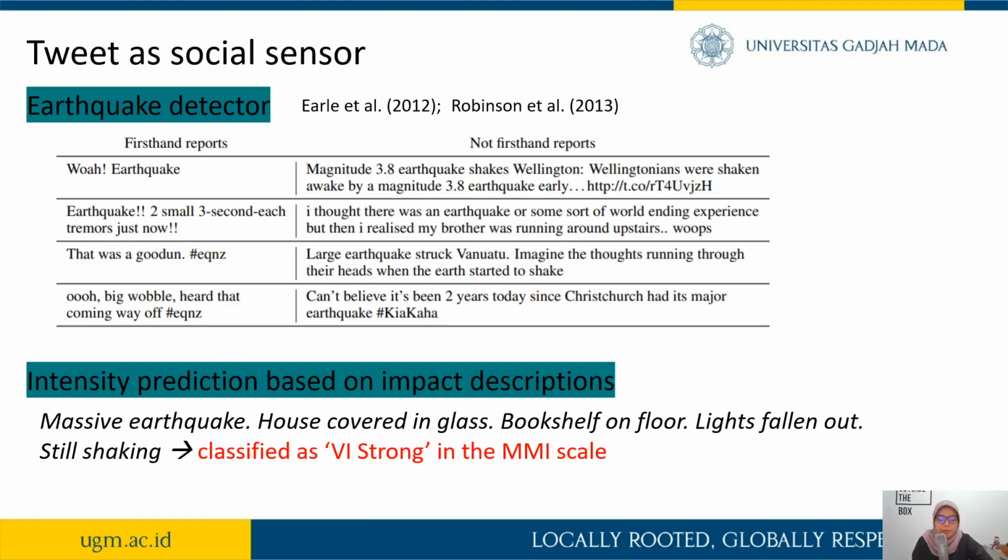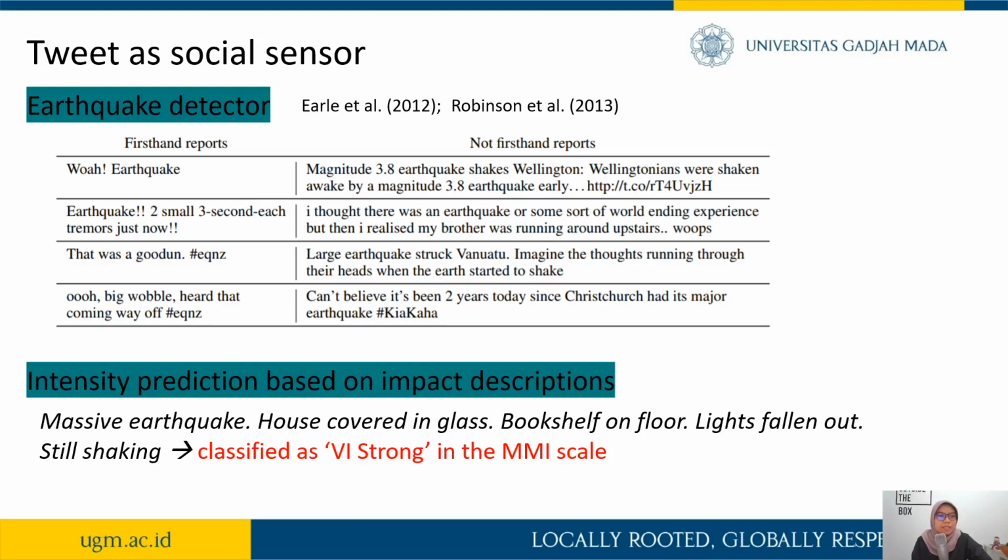A first-hand report is a tweet post created by the user at the time of the disaster, when it just happened. So it's something like, wow, earthquake, that was a good one, and so on. Compared to the not first-hand report, it's more like a post that was probably created hours, or probably even longer, after the disaster.